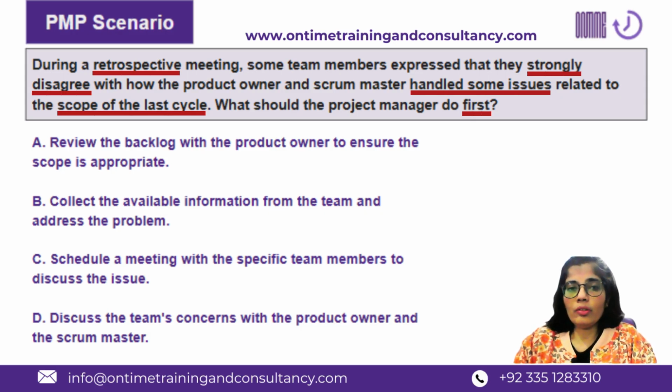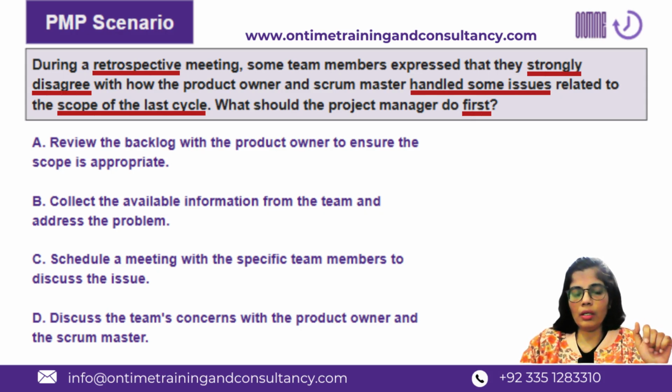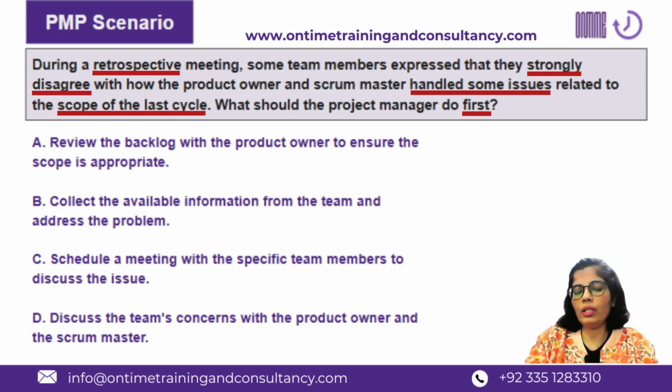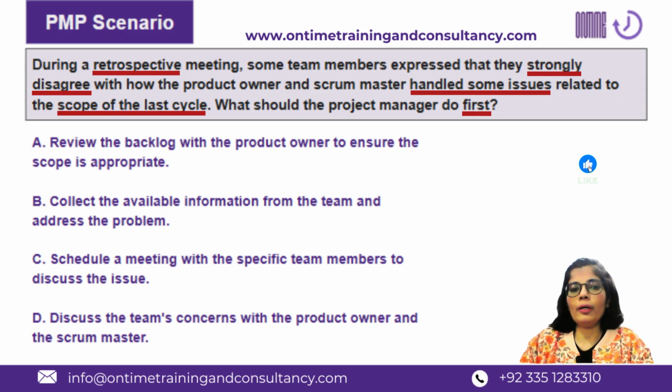First of all, this situation is happening in a retrospective meeting where some team members are not really aligned to how the product owner and Scrum Master are handling some issues related to the scope or the work of the last cycle. Last cycle means last iteration, right? Of course, it's a retrospective meeting, so they are sitting in a discussion based on the very last sprint. So this particular scenario is a hardcore example of how the agile team members should collaborate with each other.